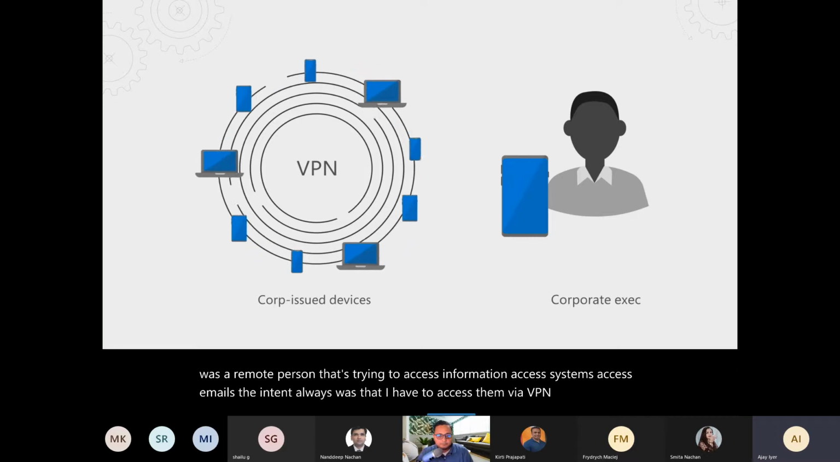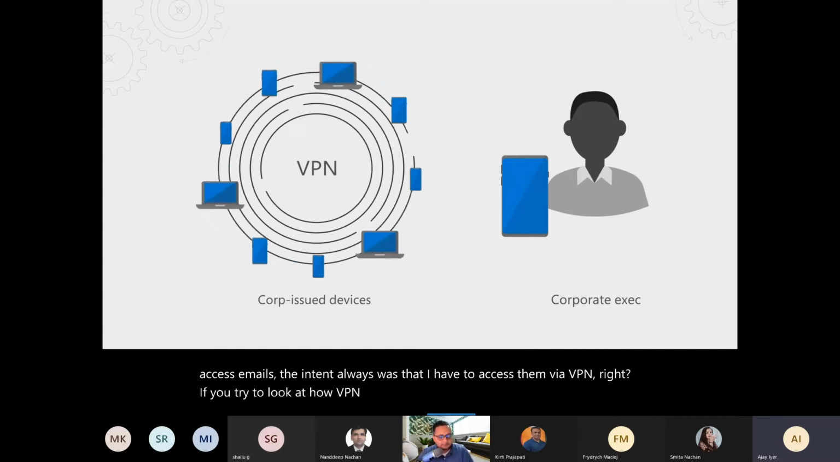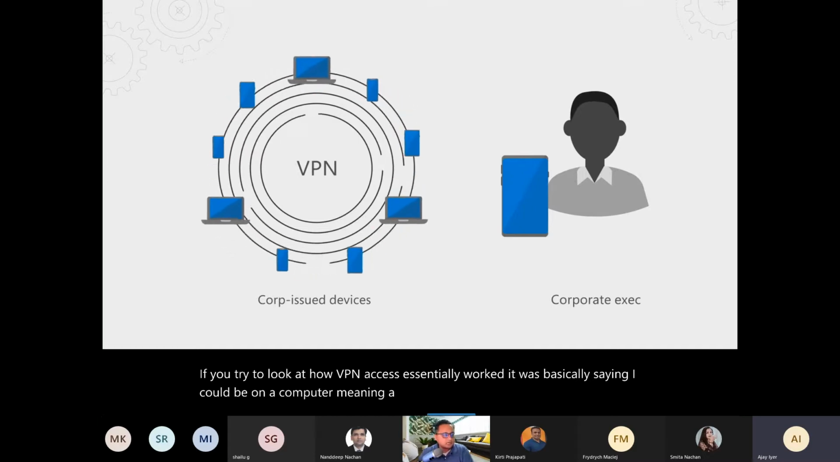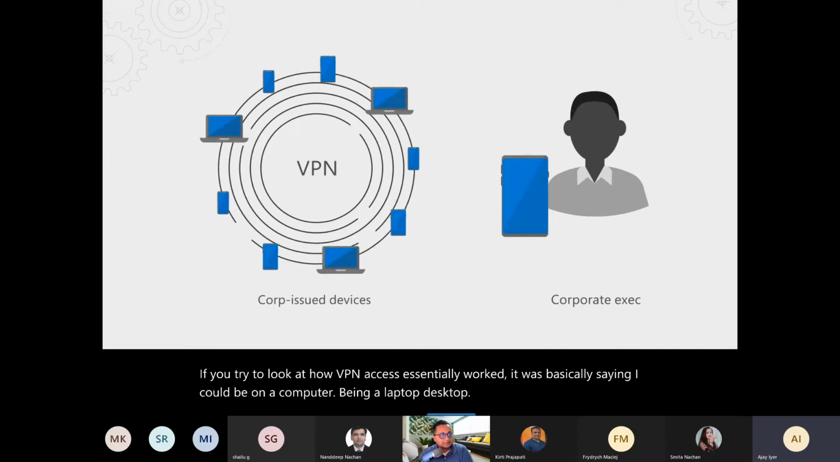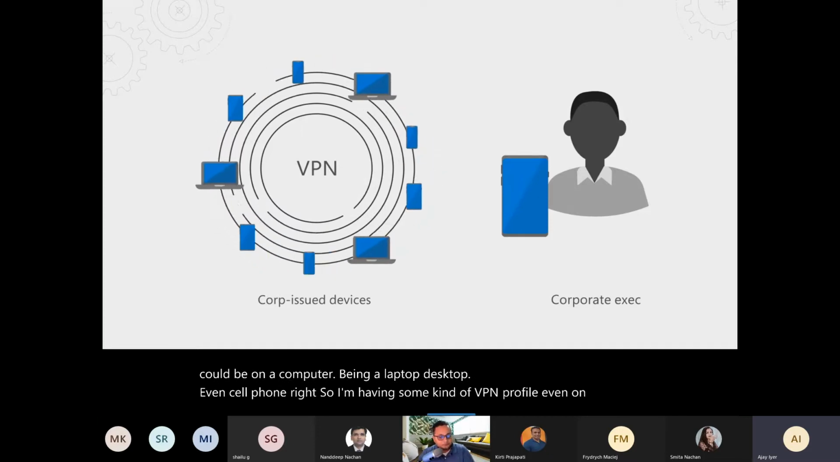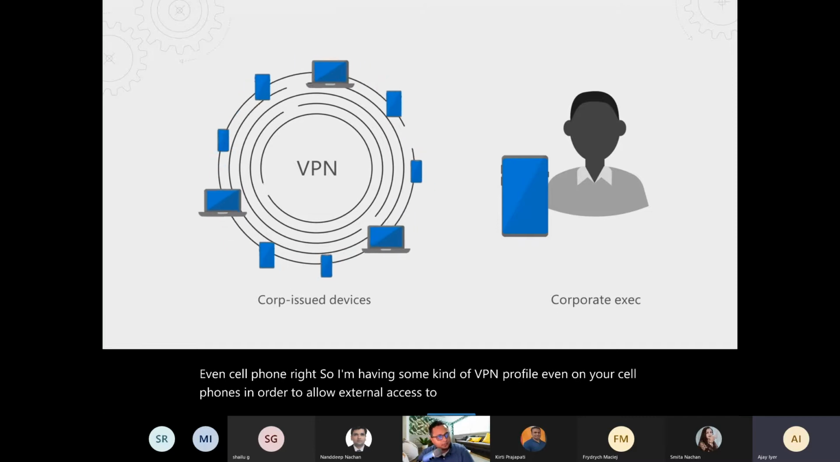If you try to look at how VPN access essentially worked, it was basically saying I could be on a computer, meaning a laptop, desktop, even cell phone, right? Having some kind of VPN profile even on your cell phones in order to allow external access to internal systems, right? That was always the process.